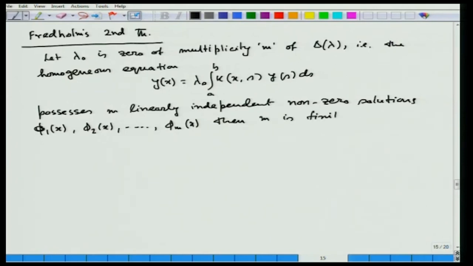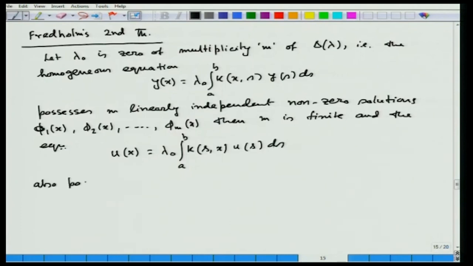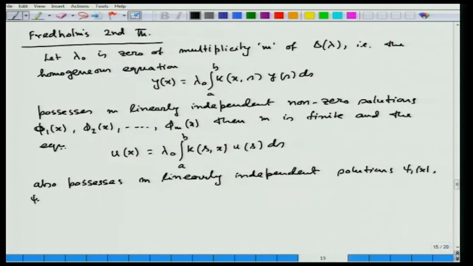then m is finite, and the equation u(x) = lambda 0 integral a to b k(s, x) u(s) ds also possesses m linearly independent solutions, which are denoted by psi 1(x), psi 2(x) up to psi m(x).